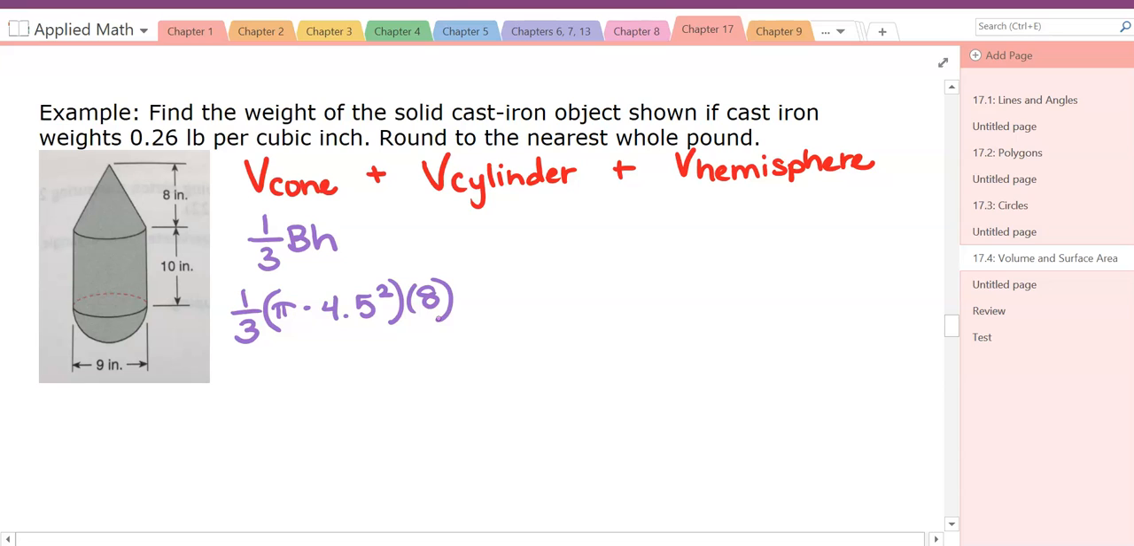All right, so let's do this calculation. If you have a calculator, take 1/3 times pi times 4.5 squared times 8. When you do that, if I round it, you should get 169.6.